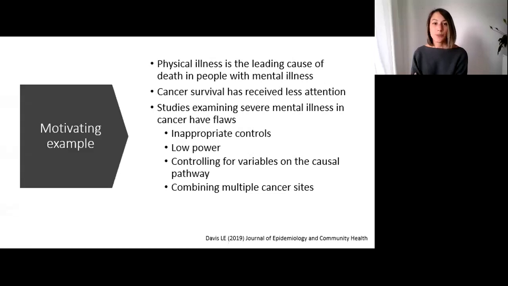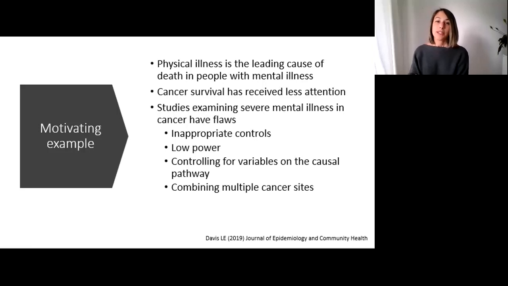Just to set the stage a bit, physical illness is the leading cause of death in people with mental illness, but cancer survival has received less attention. Severe mental illness might lead to worse cancer survival through symptoms of the mental illness itself, social vulnerability, health and lifestyle behaviors, as well as system factors. And these factors all interact to make it hard for people with severe psychiatric illness to access healthcare and can create contraindications with medications and a lack of patient-centered care and stigma for the patient.